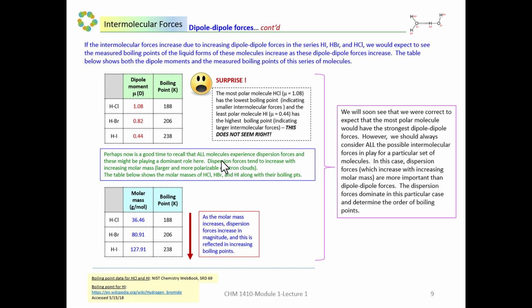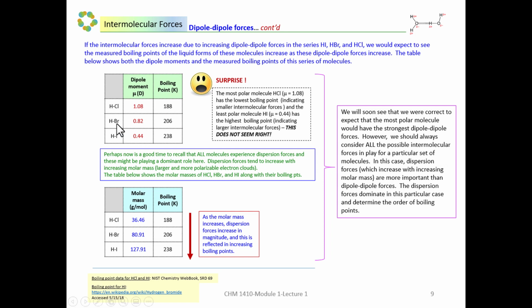Well, we will soon see that we were correct to expect that the most polar molecule, HCl, should have the highest boiling point. However, we would only expect that if we were only considering dipole-dipole forces. Remember, we can't forget dispersion forces. In this case, the dispersion forces operating dominate. So HCl has dipole-dipole forces and dispersion forces.